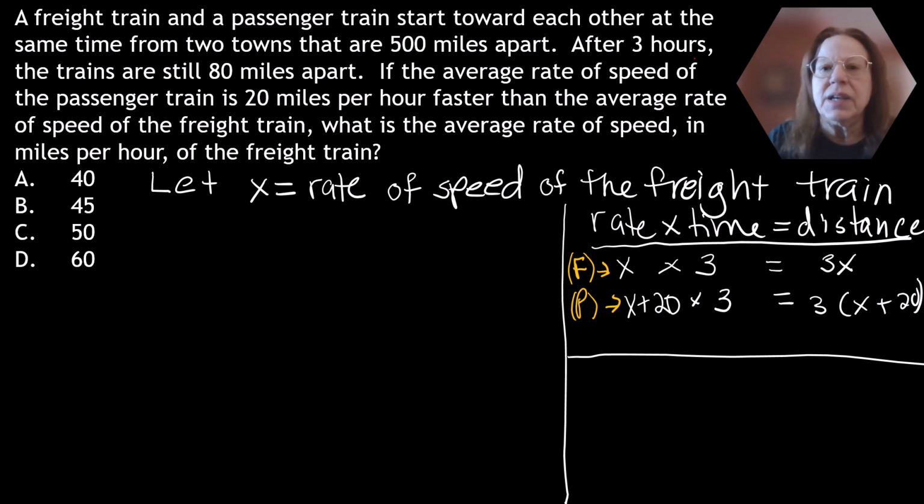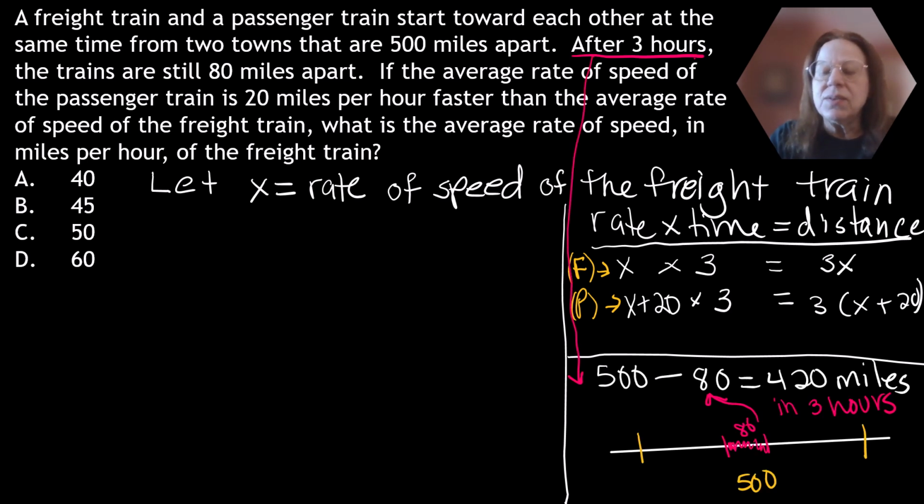I just labeled it. And then the passenger train goes 20 miles per hour faster than the freight train. So we're going to say x plus 20 is the rate, still the same number of hours, 3. And then if you multiply 3 times x plus 20, don't forget to put the parentheses there. It's 3 times the quantity x plus 20.